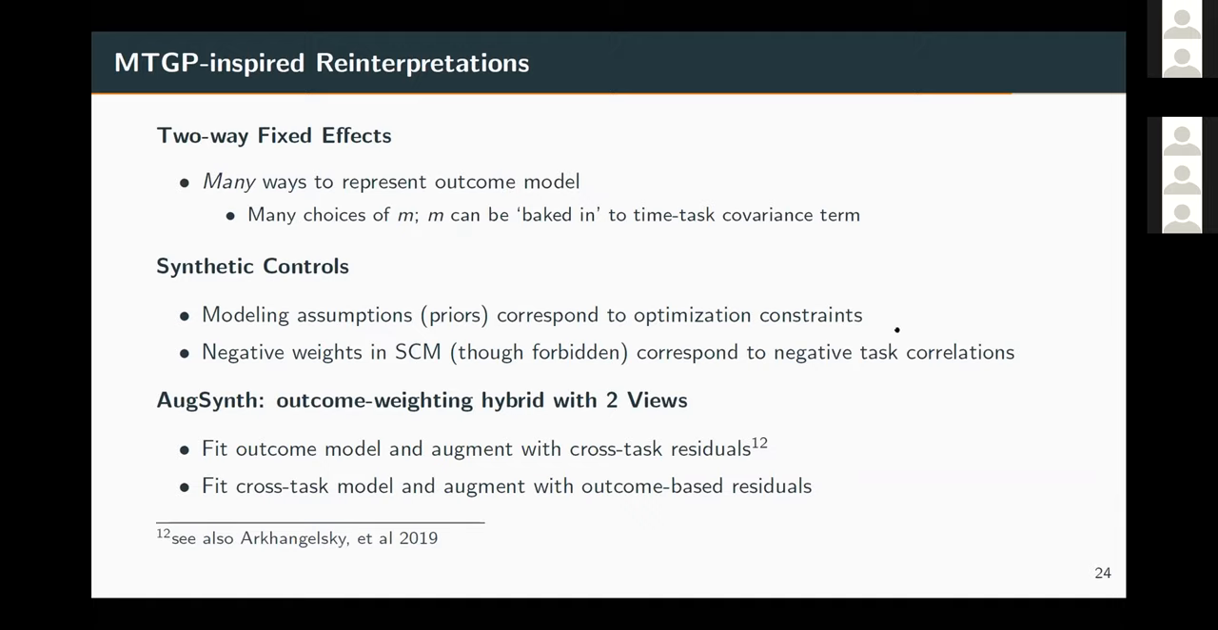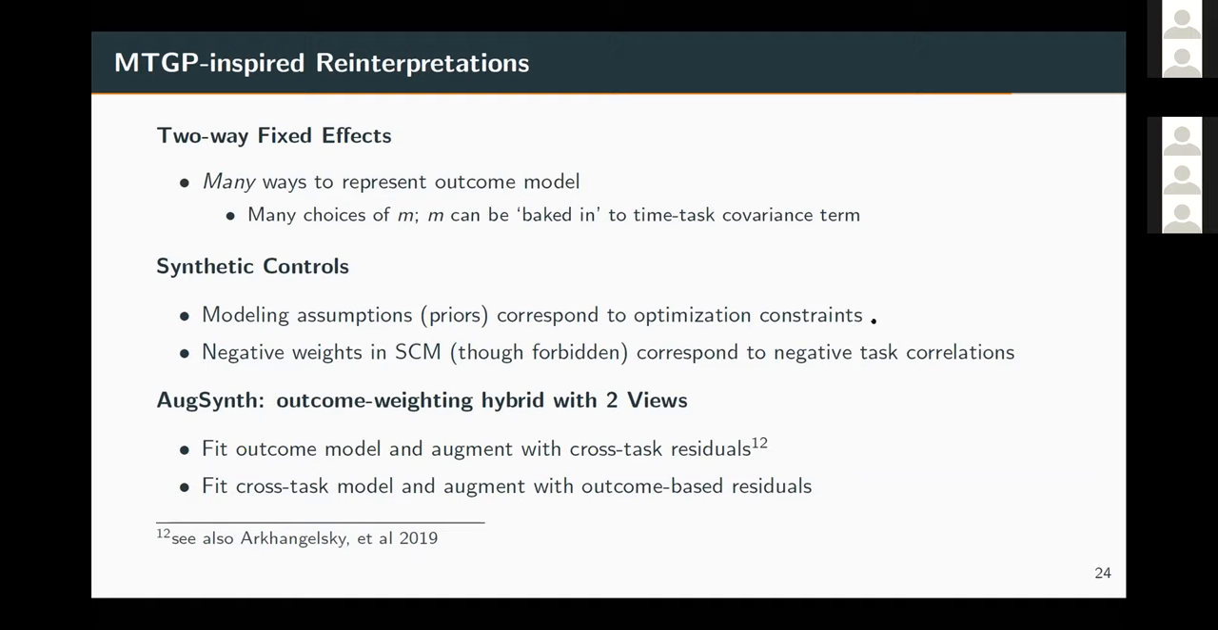In the case of synthetic controls, this simplex constraint, the idea that you're assuming weights are in the convex hull, is an assumption on the optimization problem that's being carried out to fit the weights. The view here is that if you're instead placing a prior on a parameter through this Bayesian viewpoint, the result is that you're making an assumption on the model. And so these correspond very nicely to each other.